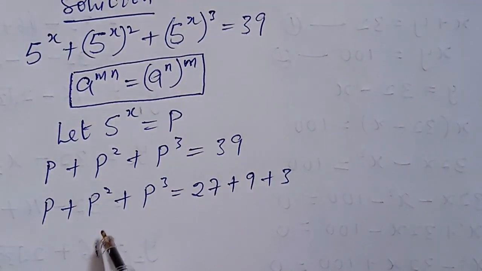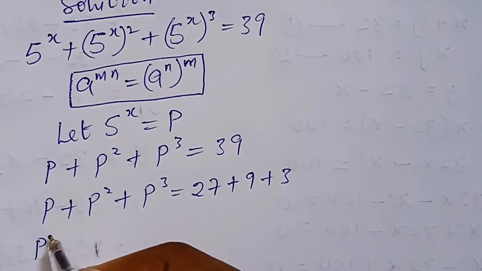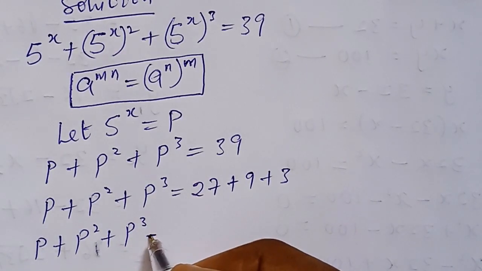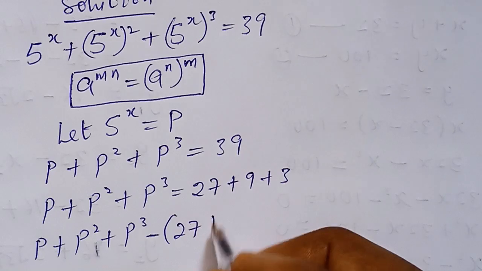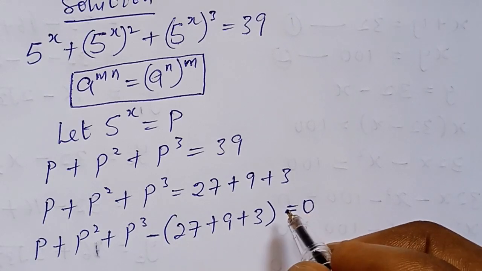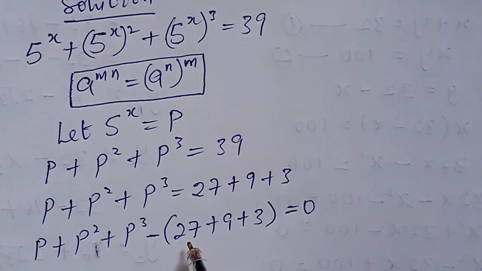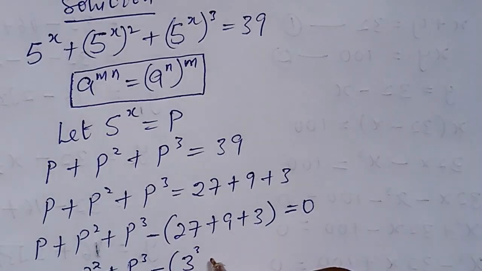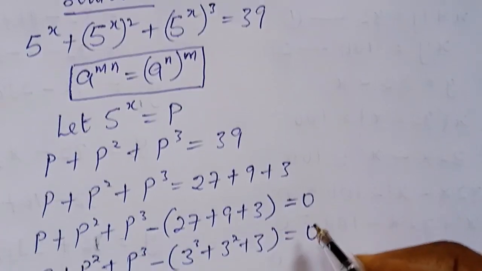Then we move it to the left hand side. So we have p plus p squared plus p raised to power 3 minus (27 plus 9 plus 3) all equals 0. Now we can rearrange this. First of all, we simplify this: p plus p squared plus p raised to power 3 minus (3 raised to power 3 plus 3 raised to power 2 plus 3) all equals 0.